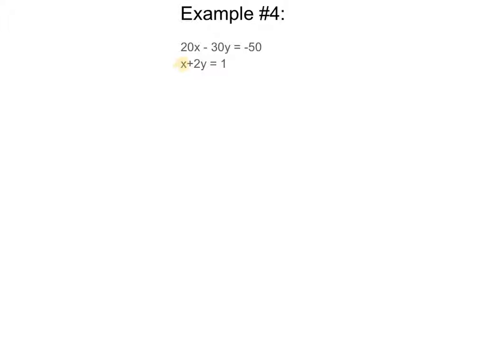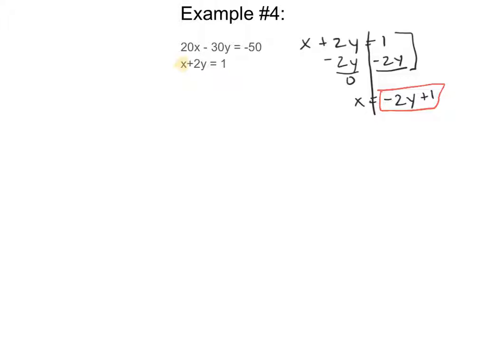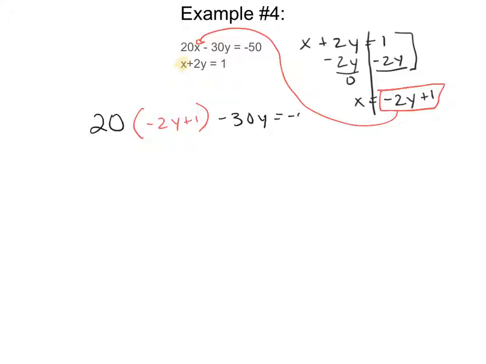So the first thing I'm going to do is take this equation, I'm going to write it over here, I'm going to solve it for x. So this time I'm solving for x, not y, and that's okay. Again, these things over here are not like terms, so I can't put them together. So I have a negative 2y plus 1. So now that I know what x is equal to, I'm going to take this and I'm going to put it into my other equation for x. So that will give me a 20 times, in parentheses, negative y plus 1 minus 30y equals negative 50.